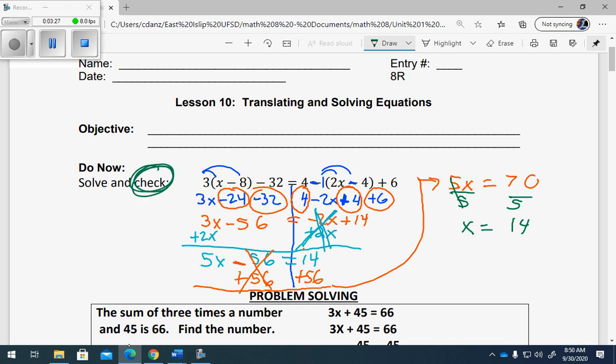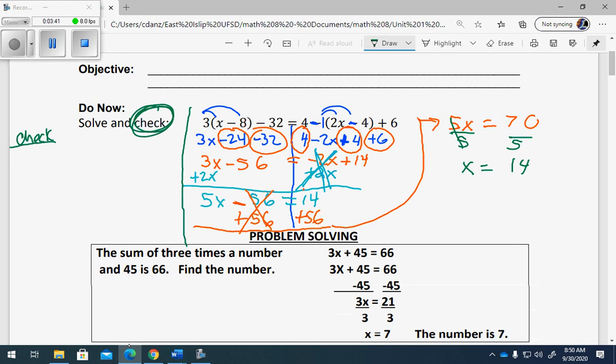I've used up all my space, so I'm coming over here to do a check. I'm just going to put a line down here so I don't get myself all confused. So we have to do the original equation. So 3 parentheses, x minus 8, close parentheses, minus 32 equals 4 minus parentheses 2x minus 4, close parentheses, plus 6. In place of the x, let's put a 14.